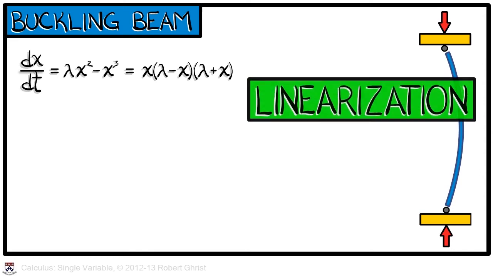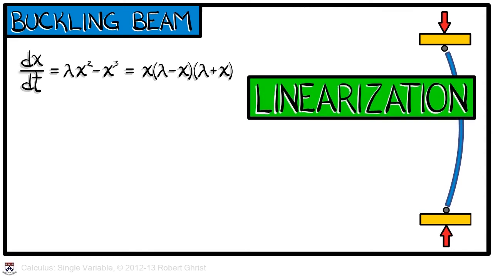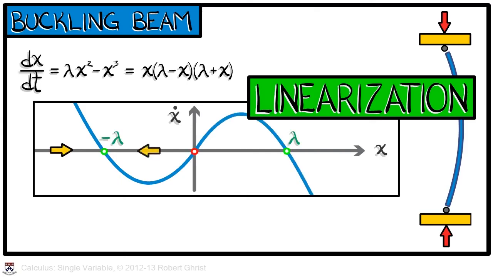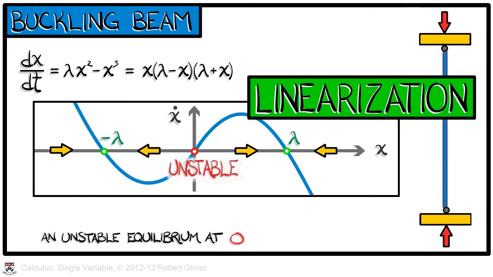So let's use linearization and solve for the equilibria to see if we can understand what's happening. If we plot x dot versus x, we see that there are 3 roots. One root at 0, one root at negative lambda, and one root at positive lambda. By looking at the sign of x dot, or by linearizing the right-hand side of the equation, we can see that 0 is going to be an unstable equilibrium.